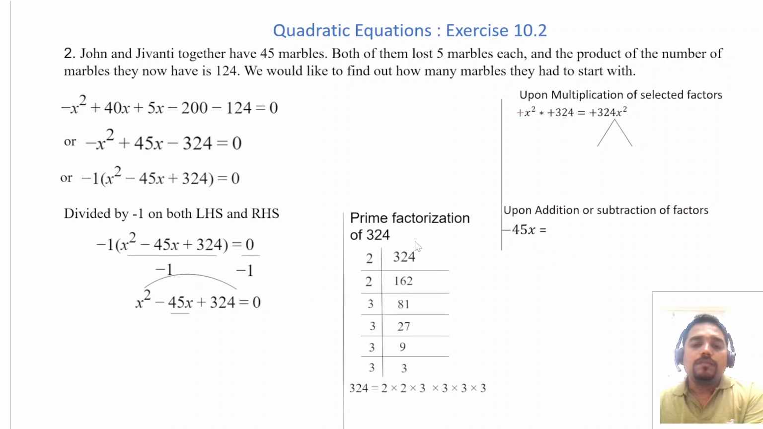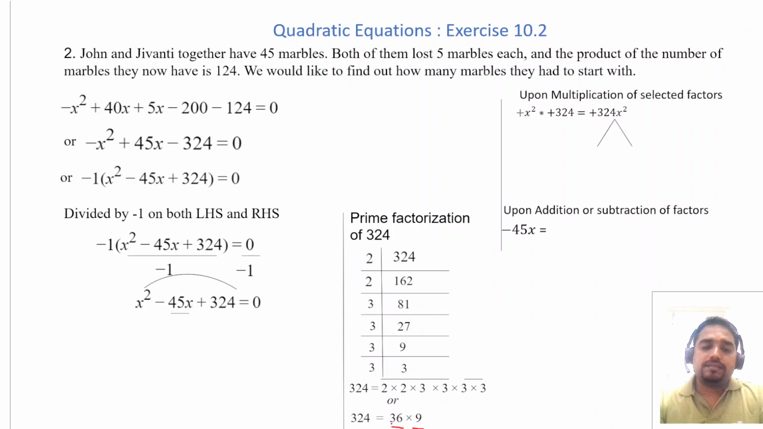Upon doing prime factorization, the primes obtained for the composite number 324 are this set of numbers. Now we will have to select two factors out of these prime numbers such that upon addition or subtraction we get 45. If you multiply the first 4 primes, that is 2 times 2 is 4, 4 times 3 is 12, 12 times 3 is 36, and the remaining 3 times 3 is 9.